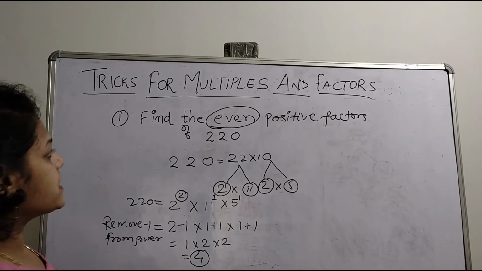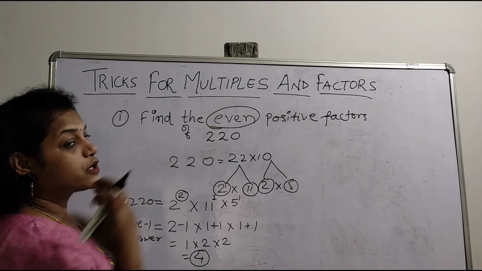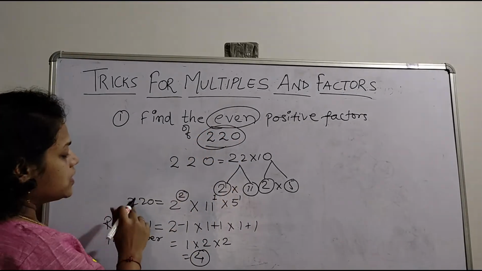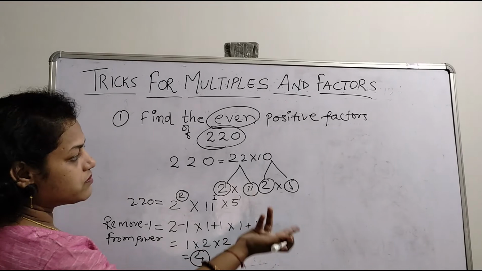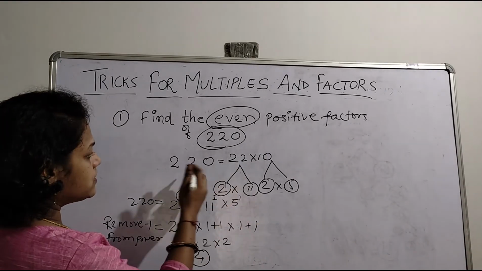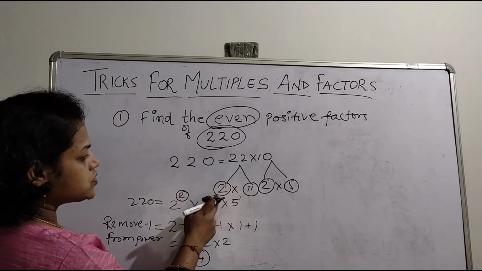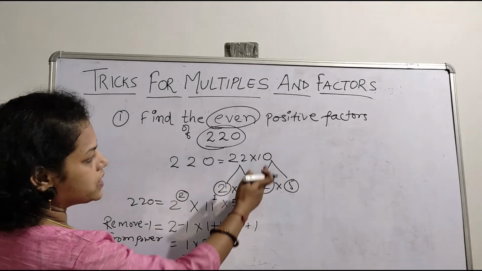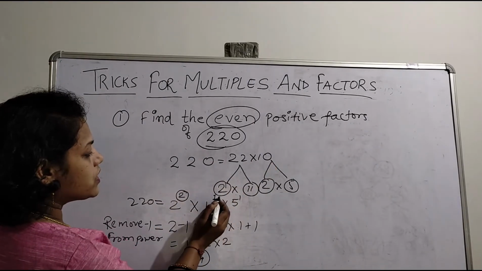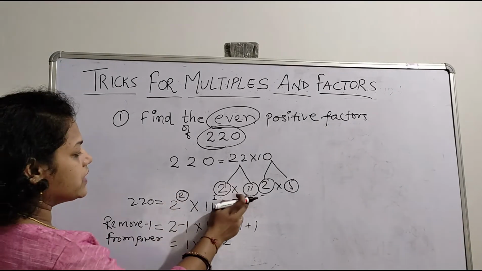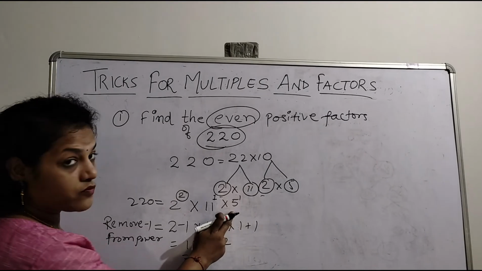What I did here, as the question is for even positive factors of this 220, again I split it using the tree method. Here what I did, 22 multiplied by 10, you will get 220. So 2 into 11, 22, and here 5 2's are 10. So what I did here, how many 2's are there? 2 times you will get, 11 is 1 time and 5 is again 1 time.